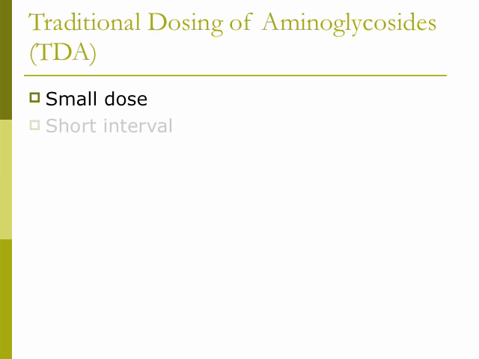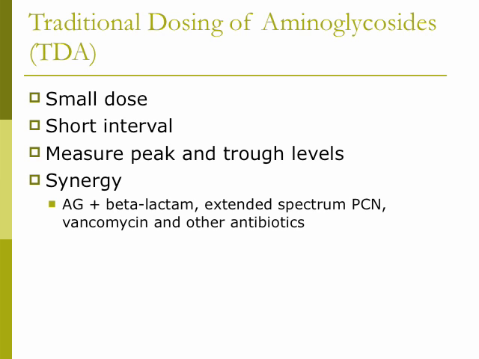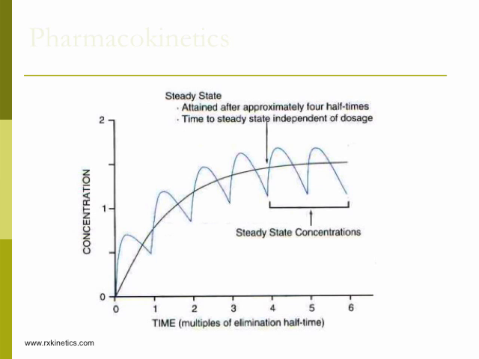This is your traditional small dose, short interval, where you measure your peaks and trough. We know that aminoglycosides offer synergy with the beta-lactams, extended spectrum penicillins, and vancomycin, which I touched on. And essentially what's happening is you're giving a patient a drug, and after 3 or 4 half-lives, a patient reaches steady state. And at that point, you would measure the peak up here and the trough to make sure you are not within toxic levels and you're obtaining high enough peak to treat the type of infection that your patient has.